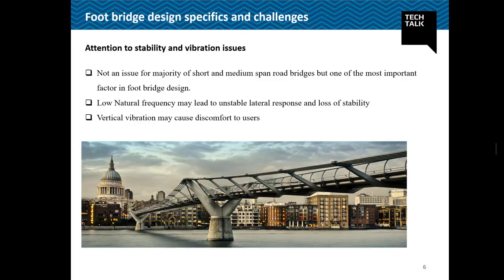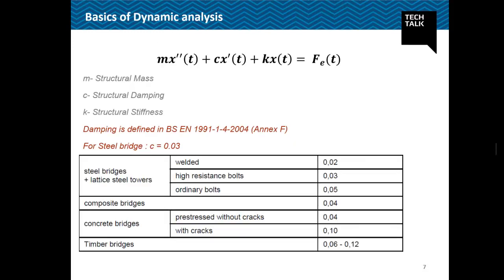Now moving on to the basics of dynamic analysis. We are all aware that dynamic analysis depends on the mass, structural damping and structural stiffness. For our bridge, the damping we will be considering is 3%. This value has been taken from the Eurocode for steel bridges with high resistance bolts.